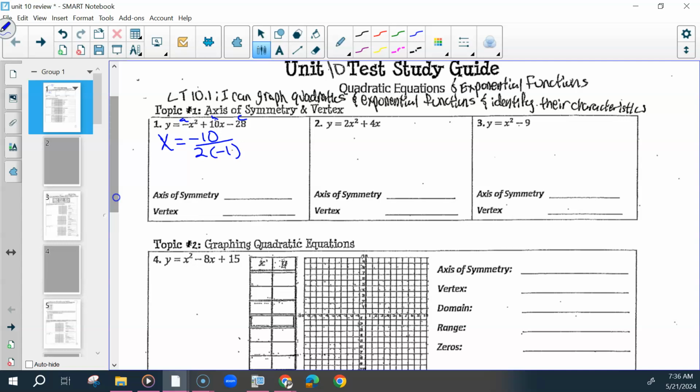What would that axis of symmetry be? So let's just say that one. 5. But x equals. So make sure you always have x equals with these. Don't worry about that, because we don't need that to find either of these.